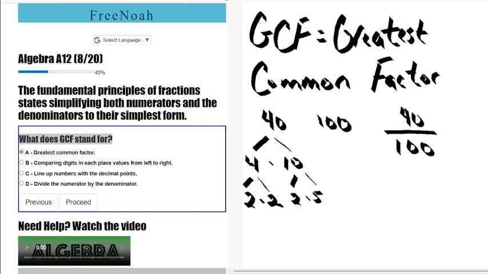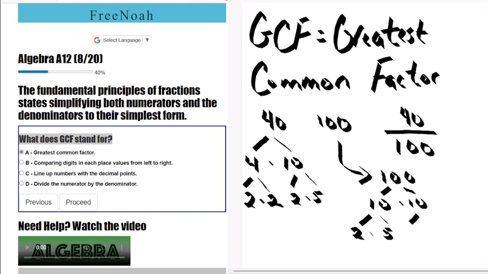All right, moving on. Now let's start breaking down 100. We'll go 10 times 10, excuse me. Then we're going to break down the 10 into 2 times 5, and we have another 2 times 5, and there we have it. All right, now let's find the greatest common factor of 40 over 100.